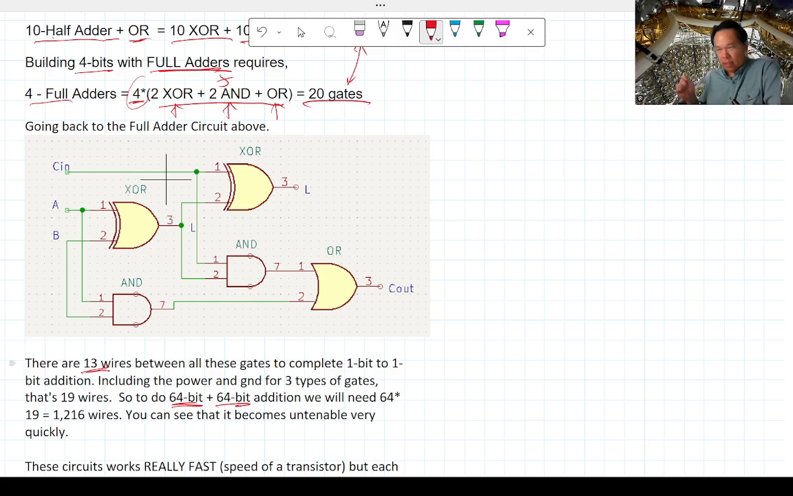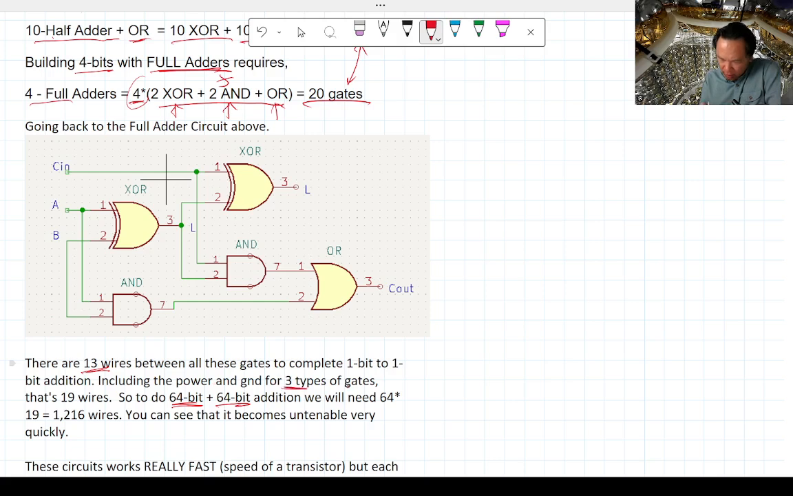Not only do you need to wire the logic input and output between all these gates, but you also have to power a lot of these gates, right? Because every 4 gates requires a power, a VCC and a ground. So that's 2 additional wires for every 4 gates.